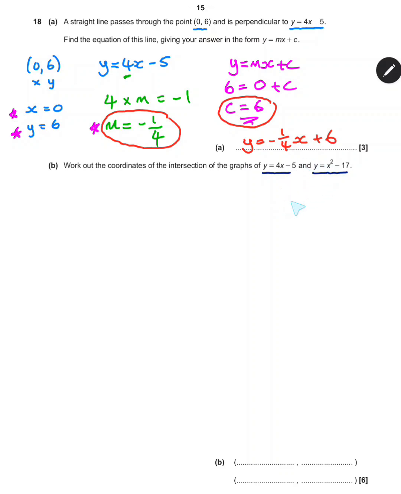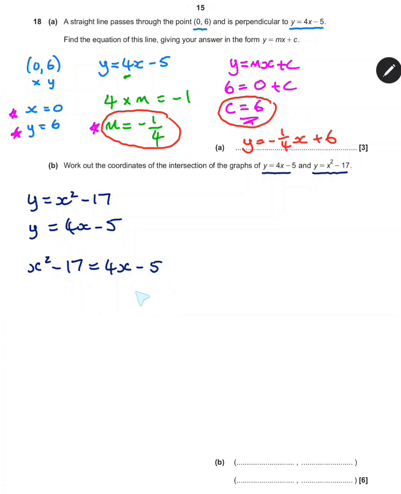In part B, we're looking for the coordinates of the intersection of these two graphs. If you're ever looking for the coordinates of intersection of two graphs, what you're going to do is solve these equations simultaneously. So we've got y equals x squared minus 17 and y equals 4x minus 5. If these two things both equal y, then they must be the same as each other. So I'm going to write that down. x squared minus 17 must be the same as 4x minus 5. That has to be true because they both equal y.